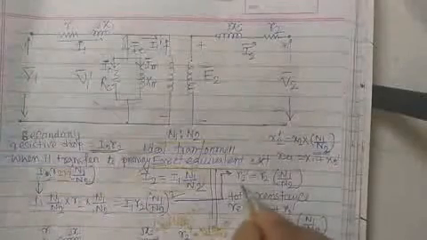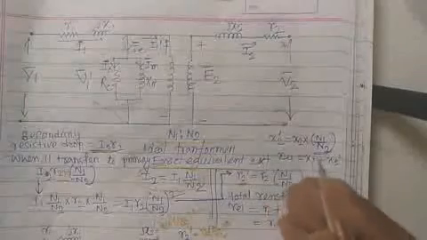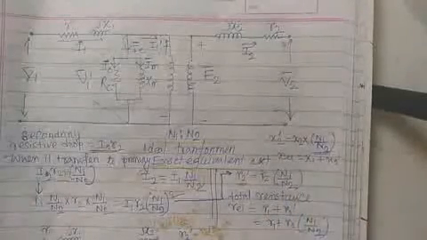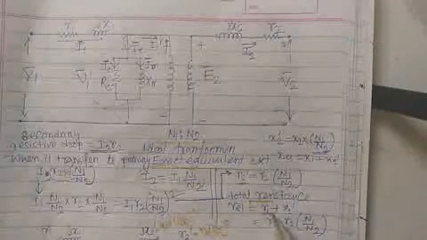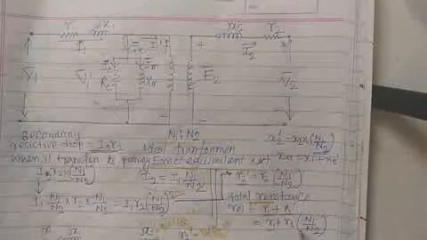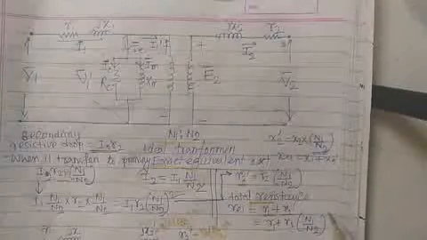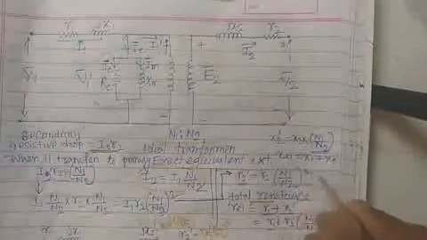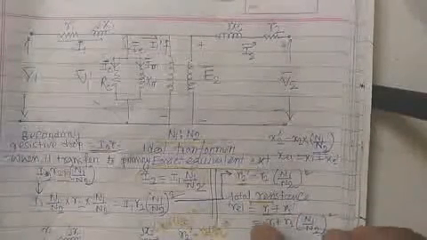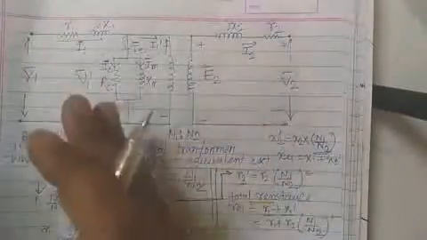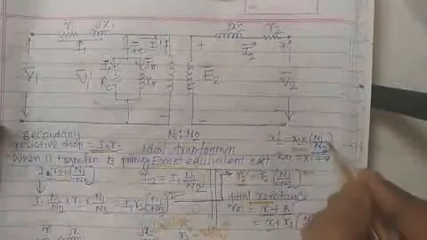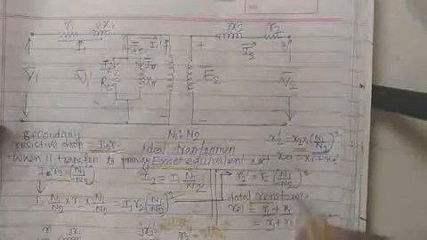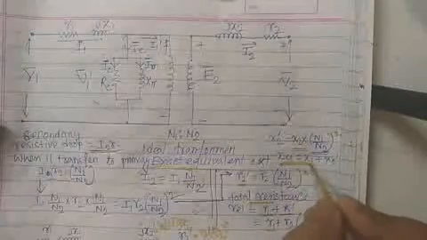So the referred resistance R2 dash, that is referred to primary, is R2 into N1 by N2 whole square. So the total resistance, written as Re1, is R1 plus R2 dash, that is R1 plus R2 into N1 by N2 whole square. So this is the total resistance when we refer to the primary. Now similarly, the leakage reactance of the secondary can be transferred to the primary if we multiply X2 into N1 by N2 whole square. So the total leakage reactance Xe1 is X1 plus X2 dash.